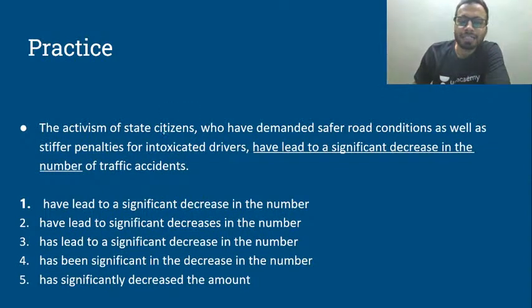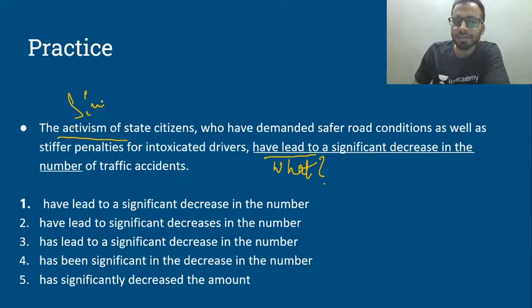Okay, the activism of state citizens who have demanded safer road conditions as well as stiffer penalties for intoxicated drivers have led to a significant decrease. What have led to a significant decrease? So we always frame questions with our verbs, right? We always frame questions with our verbs. What have led to a significant decrease? Activism has led to a significant decrease. What is activism? Activism is singular, right? So should this be have? No, this shouldn't be have. This should be has, right?